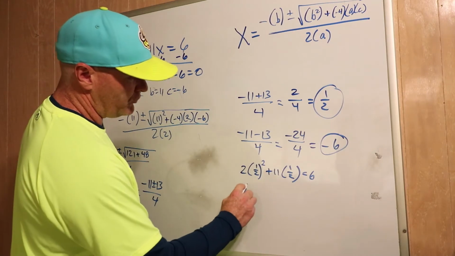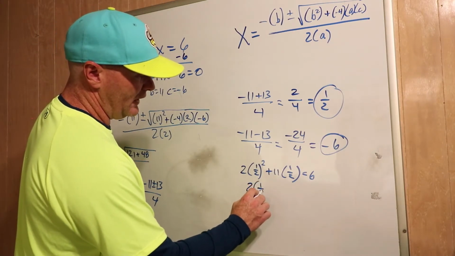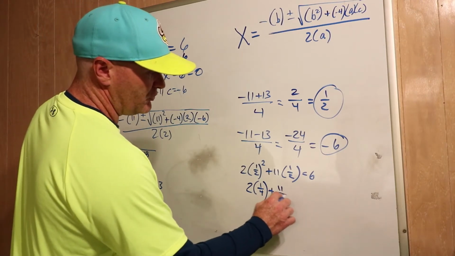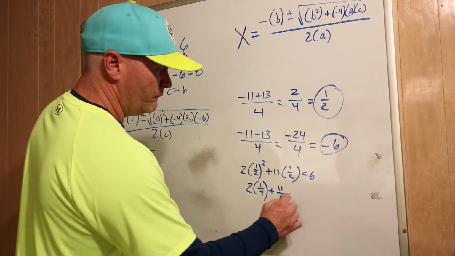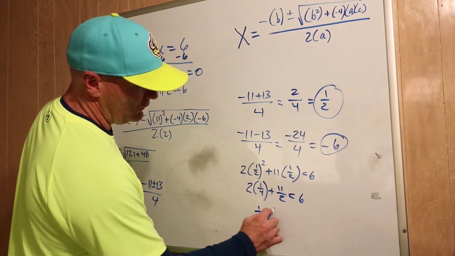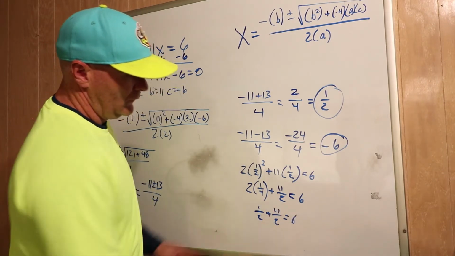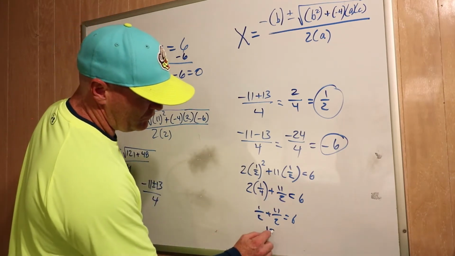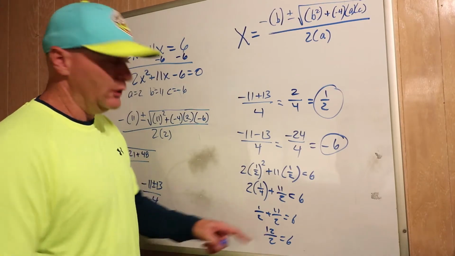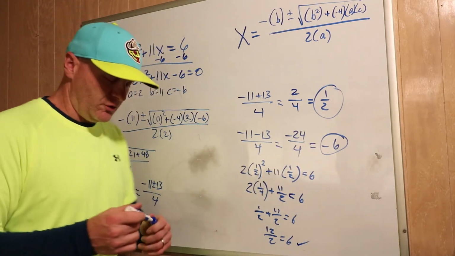See, 1/2 squared means 1/2 times 1/2, which is 1/4. 11 times half, I'm just going to leave that as 11 halves. 2 times 1/4 is 1/2. 1/2 plus 11 halves is 12 halves. Does 12 divided by 2 equal 6? Yes, it does. So 1/2 works.